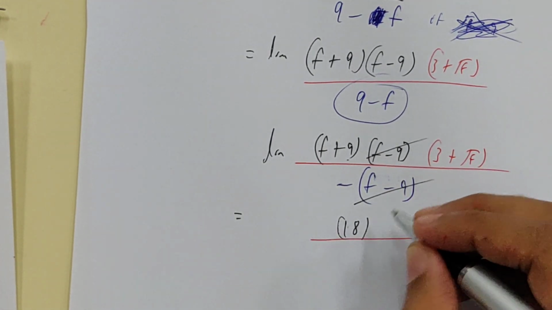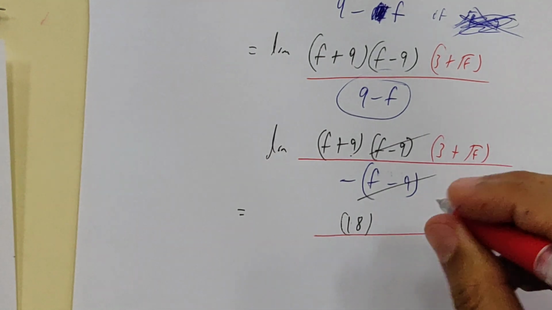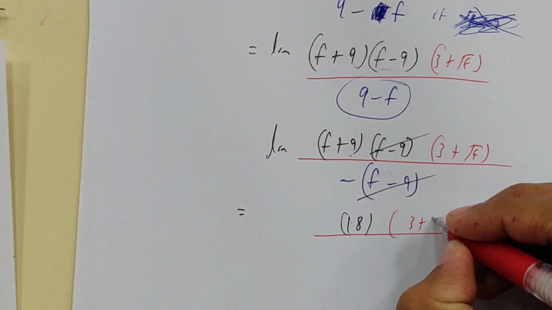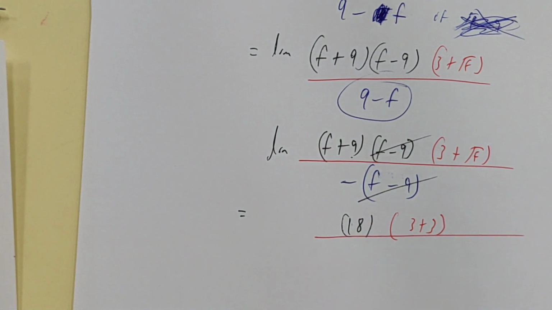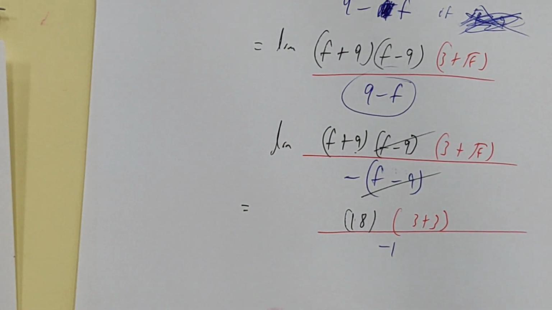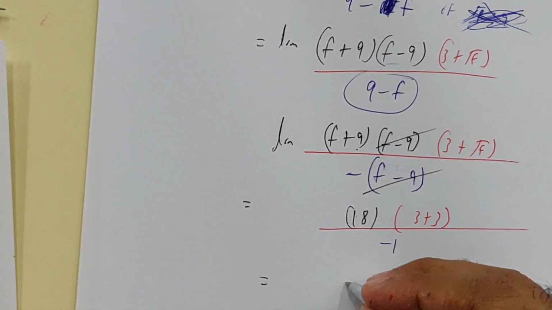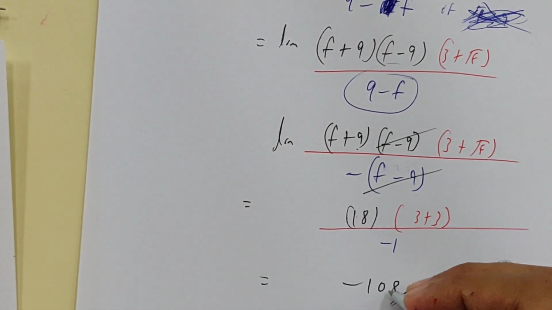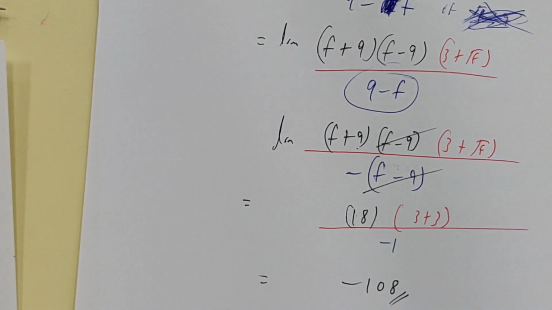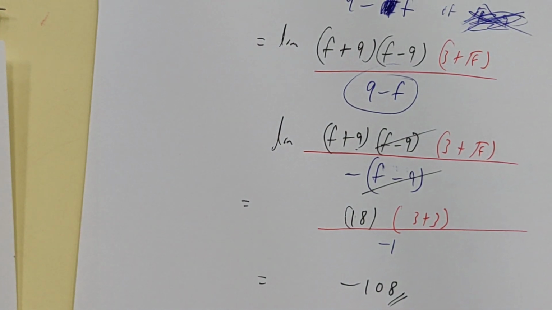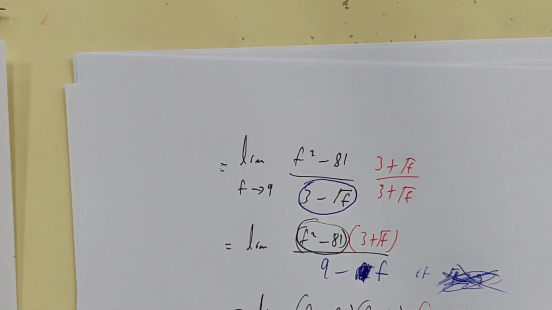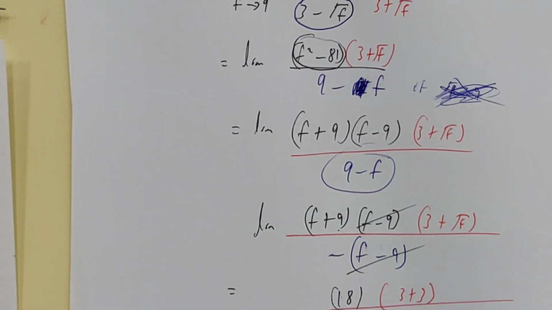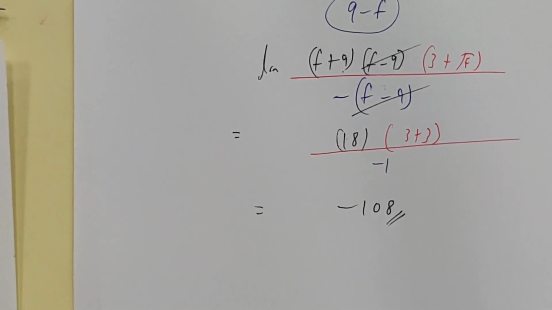This one here you got yourself 3 plus 3, 6, yeah. And down here there's still negative 1. So what do we get finally? Negative 108. Wow. Is it okay? Do you want me to explain them again? Sure? Raise your hand if you want me to explain. Very good.